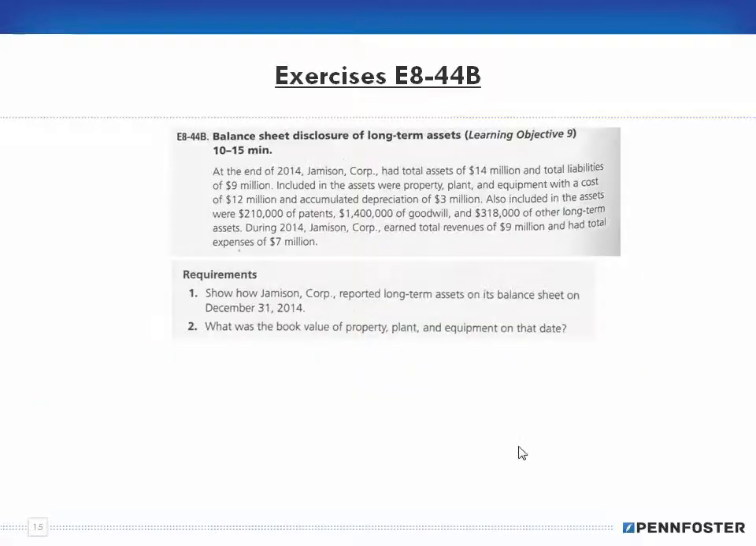Right, so we're picking up with 44. This is about 10 to 15 minutes, and 45 is going to be like 5 to 10 minutes, so I'm going to try to do both in this video. Let's see what we got going here.